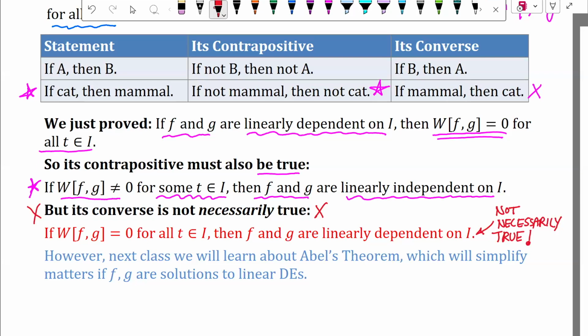Now, in the next class, we are going to learn about Abel's theorem, and we'll come back to that. It turns out that if our functions f and g are related by being solutions to a differential equation, then we can move into if and only if territory. But right now, if you just give me two random functions, then I have to be very careful about the relationship between the Wronskian and linear dependence and independence.